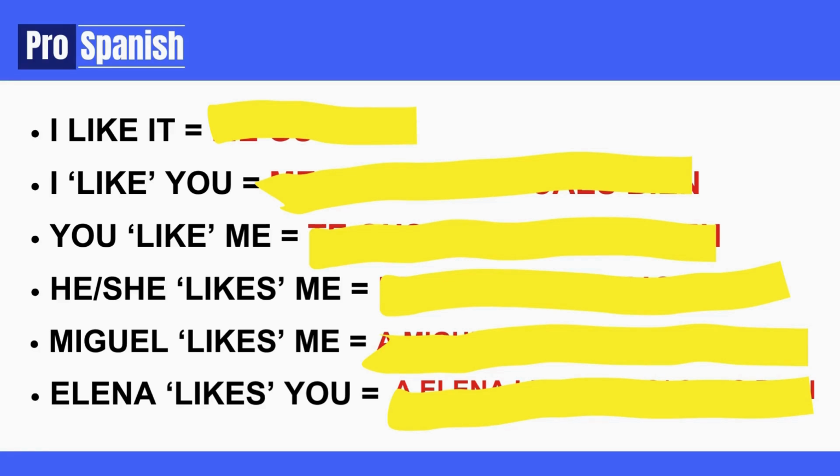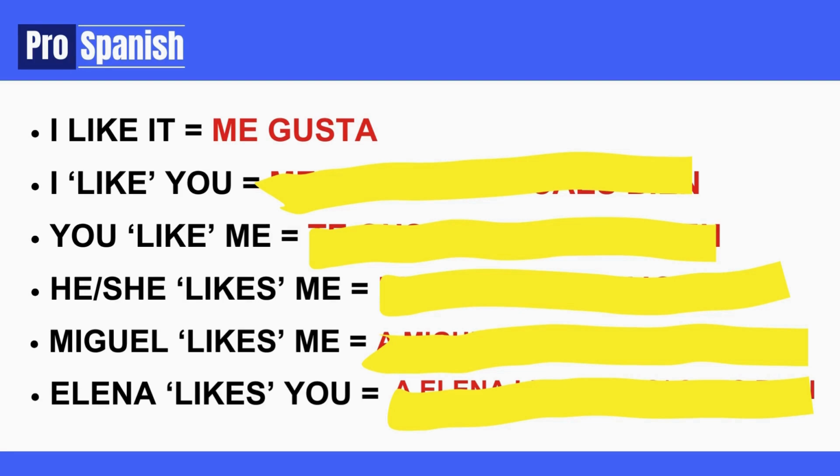I like it is probably the one we'd use most, and that is me gusta. Gusta is he, she, or it is pleasing. If it was gusto, I'm pleasing. Gustas, you're pleasing. Gusta, he, she, or it. So the third person, gusta, he, she, or it, is pleasing. Pleasing to whom? Pleasing to me. So me gusta. So it is pleasing to me.